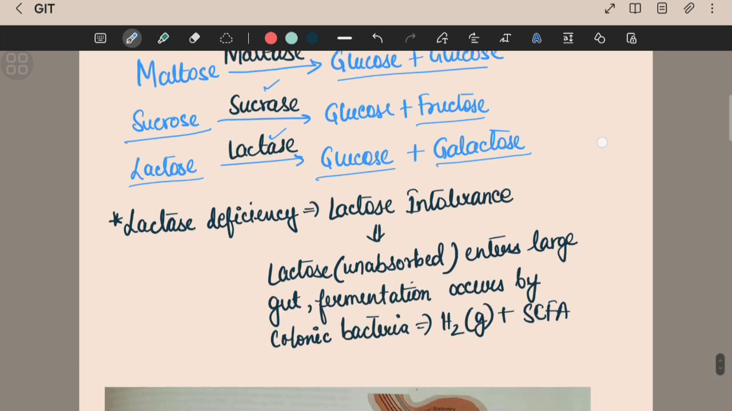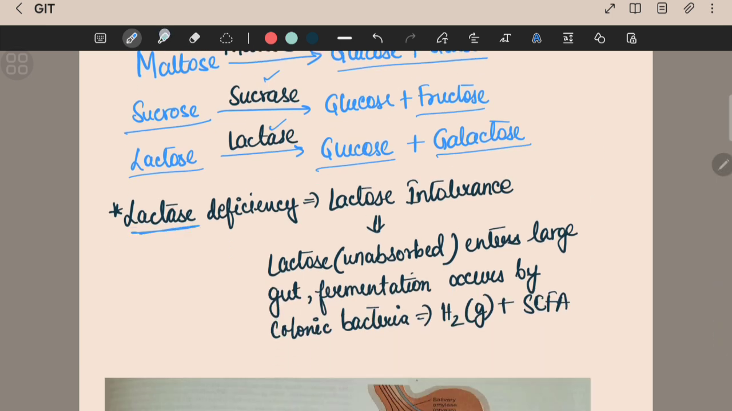Now talking about one particular condition, if there is deficiency of this enzyme lactase, that is called lactose intolerance. In many people, they might be getting older, or from the very birth there is no synthesis of lactase, so that child will slowly develop lactose intolerance. Okay, and the unabsorbed lactose will enter the large gut. There will be fermentation by the colonic bacteria, hydrogen gas will be produced, and short chain fatty acids will be there. So fermentation will happen, lactic acid will be produced, so the pH will also fall.